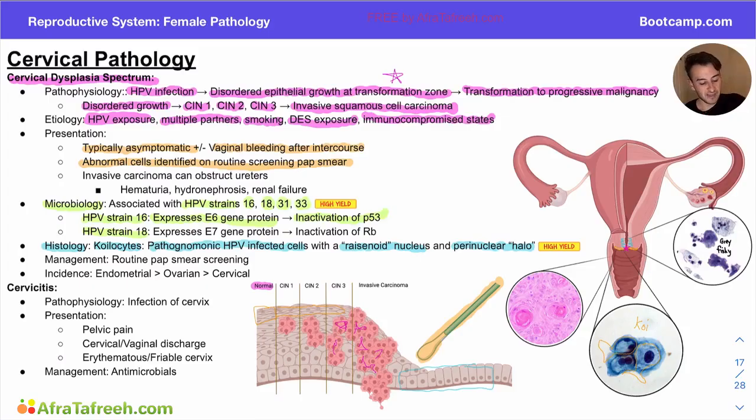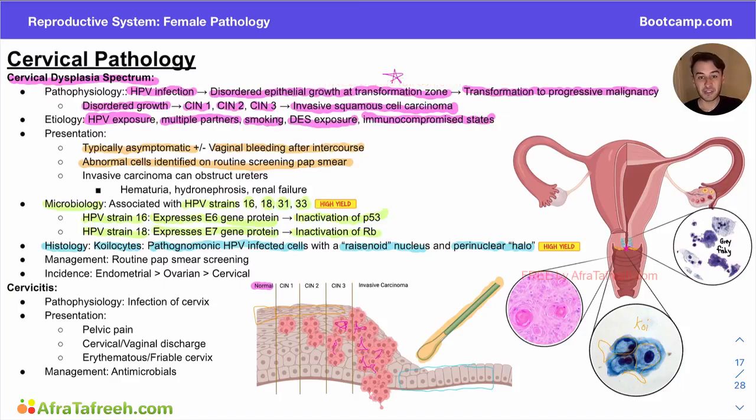of control. And then in our HPV strain 18, this is going to express the E7 gene protein, and this is going to lead to inactivation of RB, which we know has a similar function in the term that it is a tumor suppressor gene. And if it is not present, then we're going to have uncontrolled growth of abnormal cells. So let's imagine these cells are just growing and growing and growing, and nothing is keeping them in check.